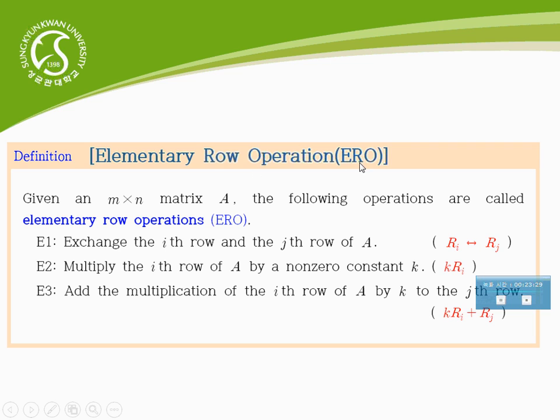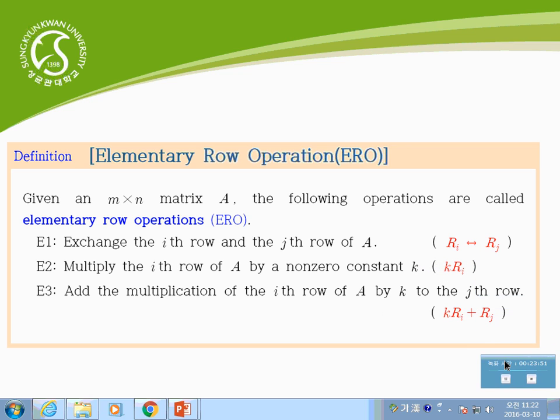Okay, the elementary row operations. For the matrix, exchange the i-th row and j-th row like this. Or the second type of elementary row operation, just multiply a constant on one row. Or multiply the i-th row by k and add it to the j-th row, like this. Then this is the third type of elementary row operation. The important thing is that these three operations do not affect the set of solutions when you apply them to a system of linear equations.